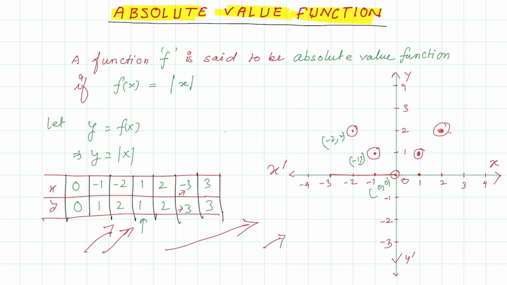Okay, this is the point. So then 3 comma 3 must be here. So I hope you know how to plot the points. Okay, this is minus 3 comma 3 and here it is 3 comma 3. This is 2 comma 2 and this is 1 comma 1. So the graph should be like this.